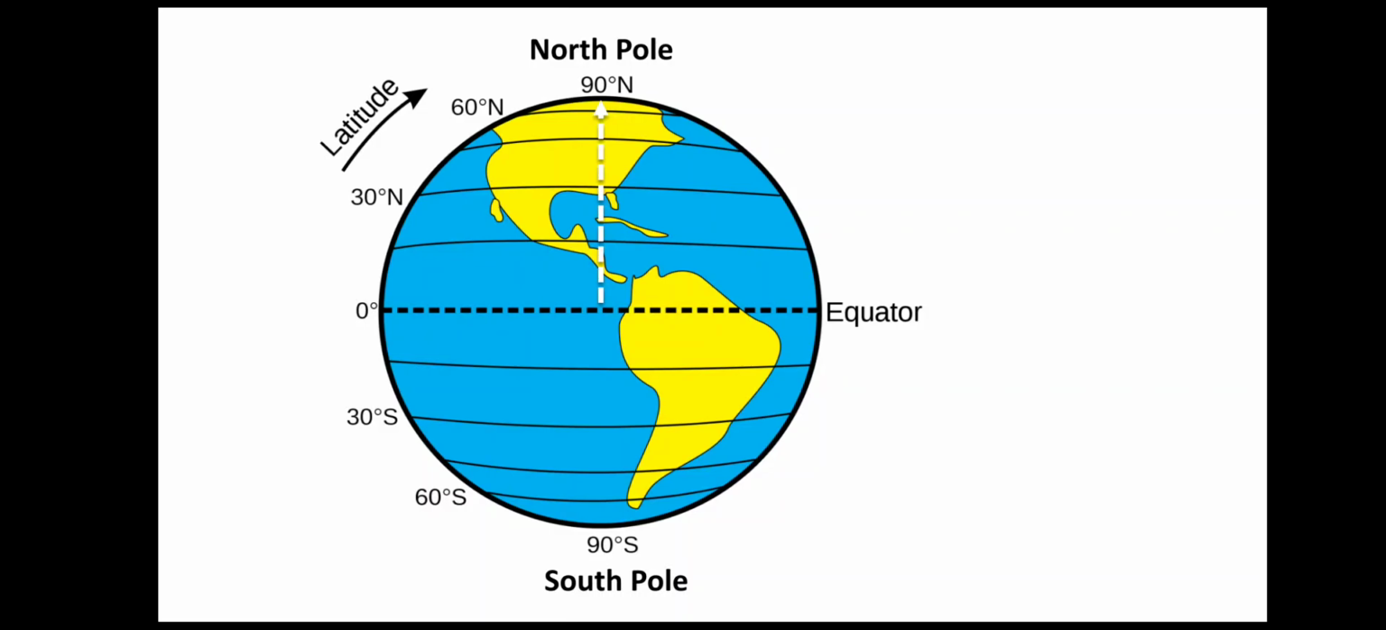All parallels north of the equator are called north latitudes. Similarly, all parallels south of the equator are called south latitudes. So, the value of each latitude is followed by the word north or south.